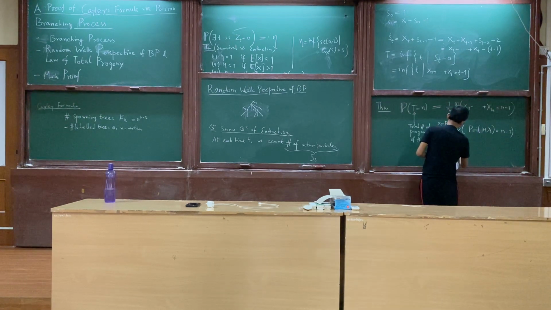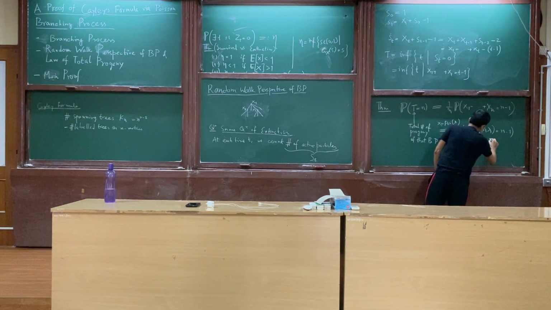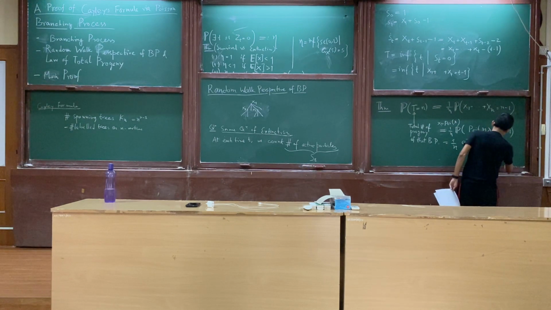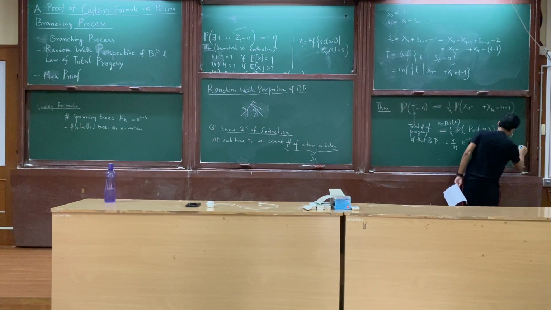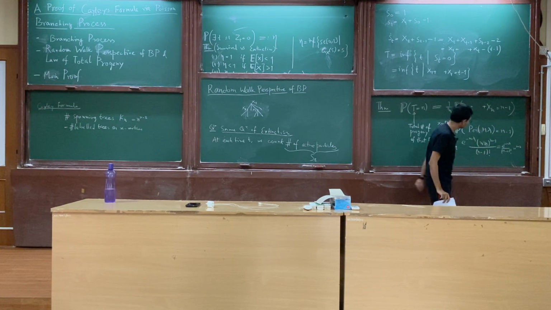So what does this become? It is e to the power minus n lambda times n lambda to the power n minus 1 divided by n minus 1 factorial. Then this is e to the power minus n lambda by n minus 1 factorial times n to the power n minus 2. Can you see n to the power n minus 2? Okay, so we need to get rid of this term somehow.